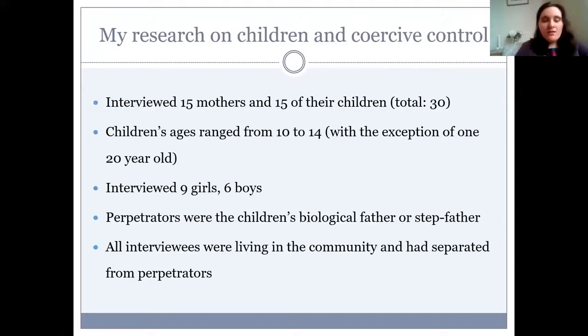And I myself have interviewed 15 mums and 15 of their children about experiences of coercive control. Most of the children I interviewed were aged between 10 and 14, with the exception of one 20-year-old who still lived with his mum. And I interviewed 9 girls and 6 boys. The perpetrators had been the children's biological father or stepfather. And at the time I interviewed them, they'd all separated from the perpetrator and were living in the community. And I'm going to share with you what they said.